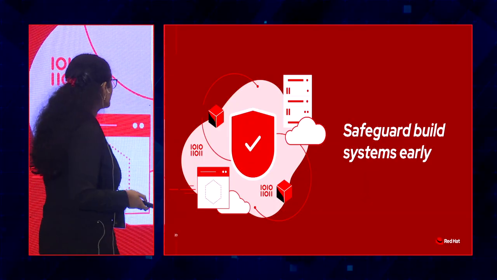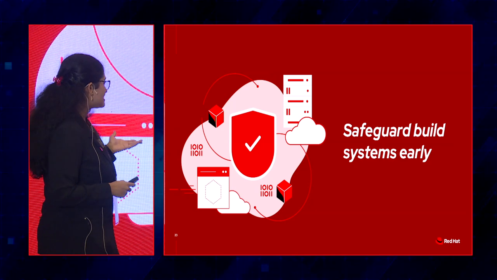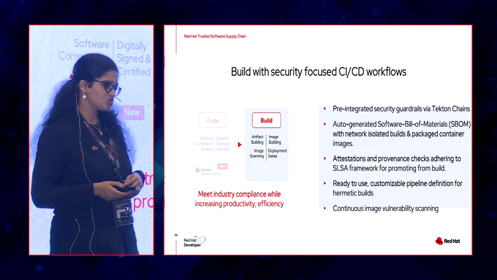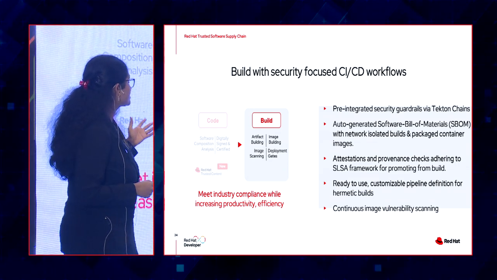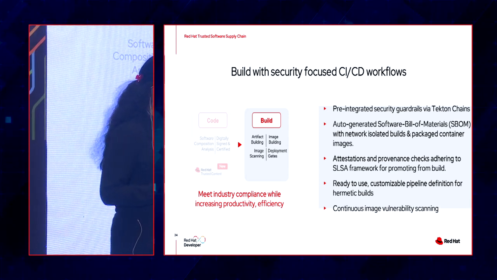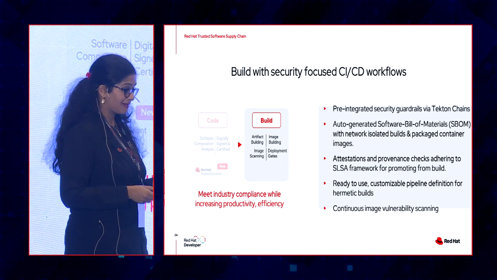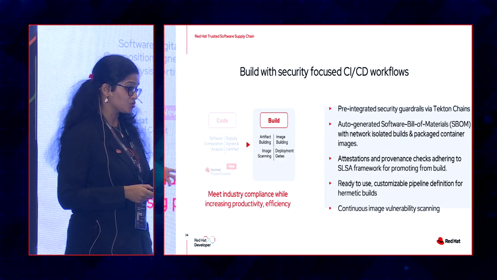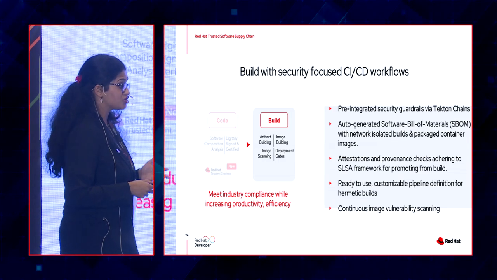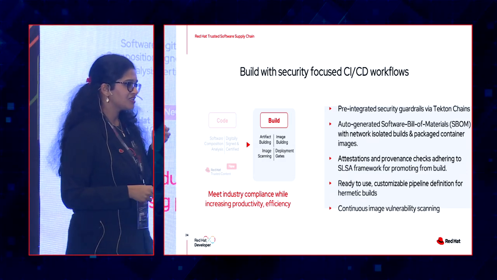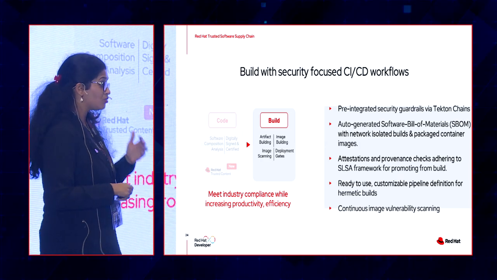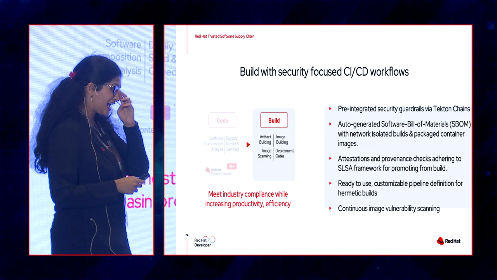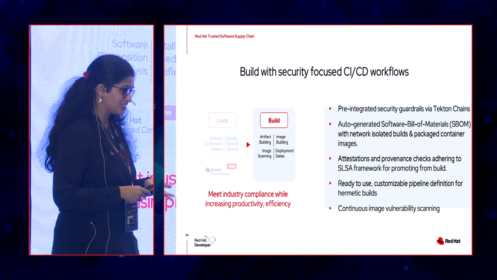Now, moving to the build phase, how we can safeguard our build systems. So when it comes to the build phase, we have the production-ready Tekton application pipelines. The Tekton application pipelines provide ready-to-use, customizable pipeline definitions for hermetic builds. The Tekton pipelines have network-isolated builds, which provides package container managers with an auto-generated software bill of materials.